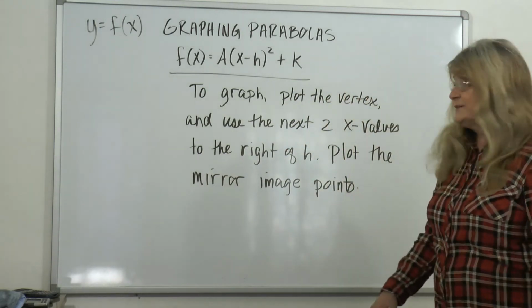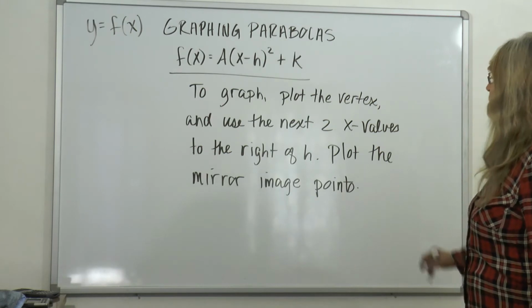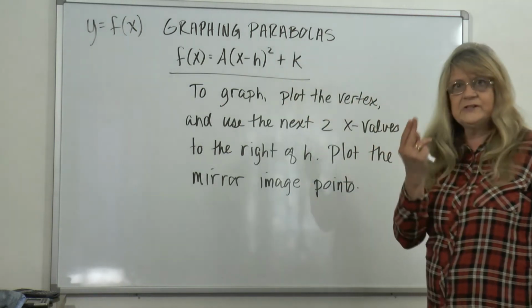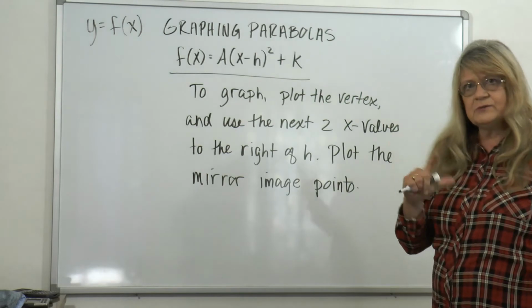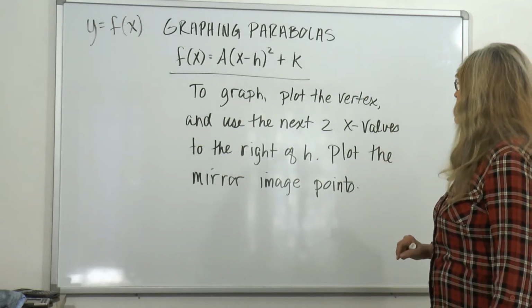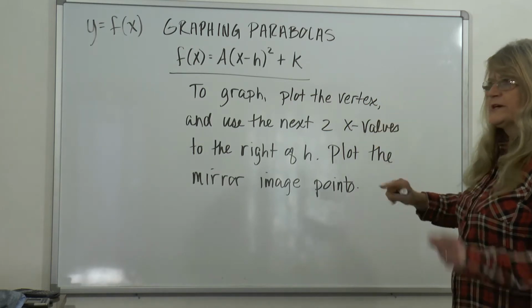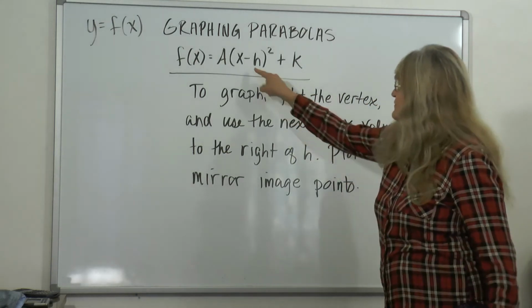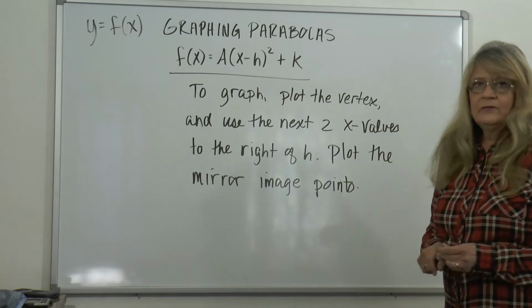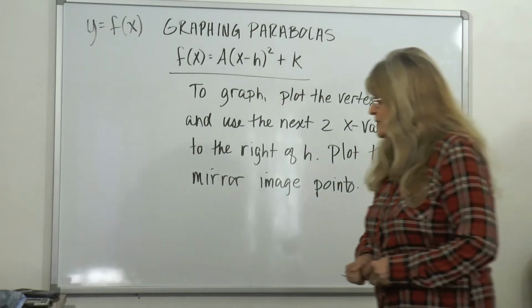If you want to hit pause and write this, that's okay. Okay, you want to plot your vertex, so you pluck out your HK, and make sure you pay attention to which direction it's going. Okay, and then we're going to go over one and then over one more and get some other points, just by putting x values into the function. So if you want to hit pause and write that, then I'll do a quick problem.